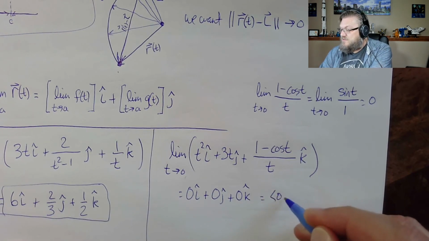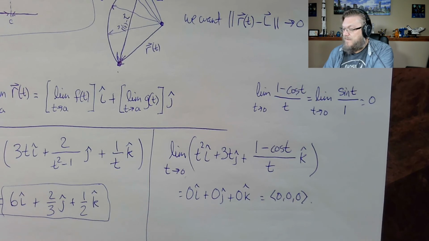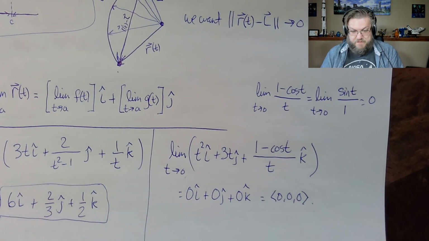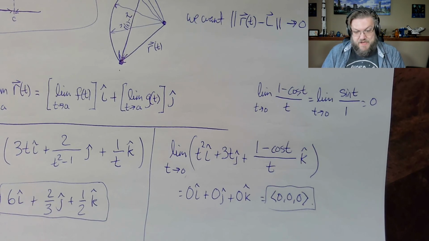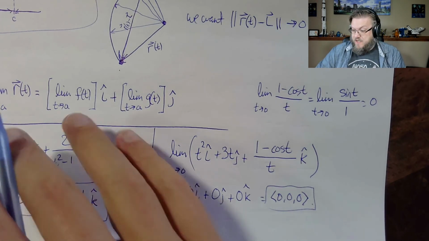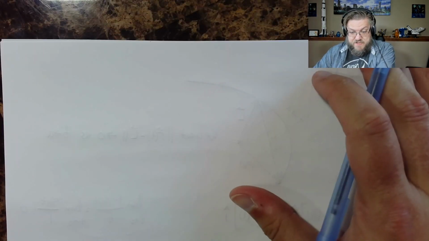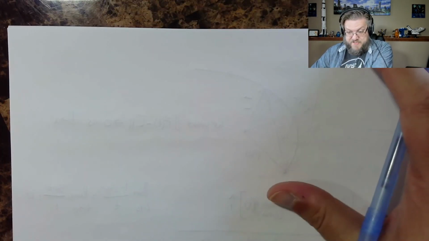So this is 0, 0, 0. Yeah? That's the limit of that vector valued function. Okay? Now, if one of the components doesn't exist, the whole thing doesn't exist. So in order for a limit of a vector valued function to exist, all components must exist.